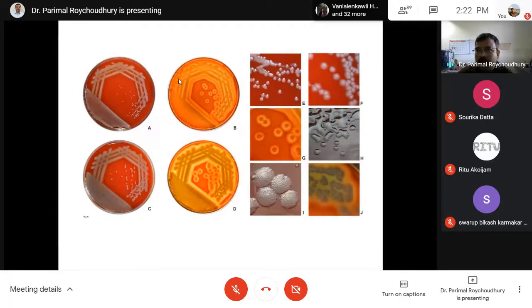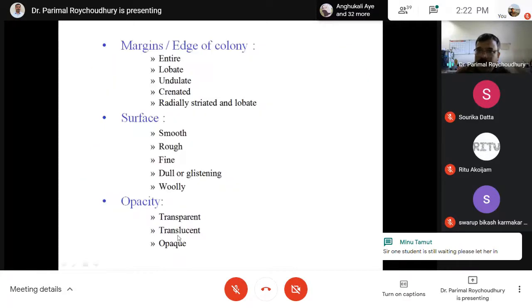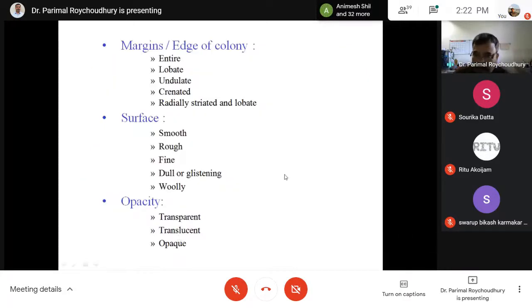So the margin, age, everything. Just look at these colonies here. It's totally different. Here the surface is so smooth. Here it is a totally rough colony, right? So something like a frosted glass or ground glass like appearance that we can see in certain organisms. So type of hemolysis, non-hemolytic and hemolytic colonies. These are some of the criteria that we consider for identification of bacteria.